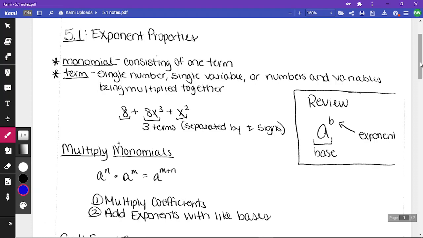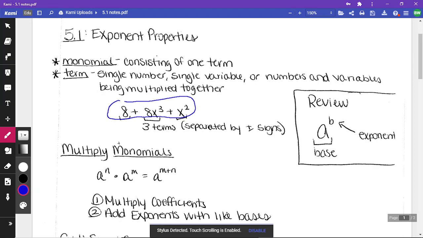Monomial just means it consists of one term. And so what is a term? Well, a term is a single number, single variable, or numbers and variables being multiplied together. So we have these examples. This is a polynomial, okay? Because there's three terms there, and anything more than one is called a polynomial.